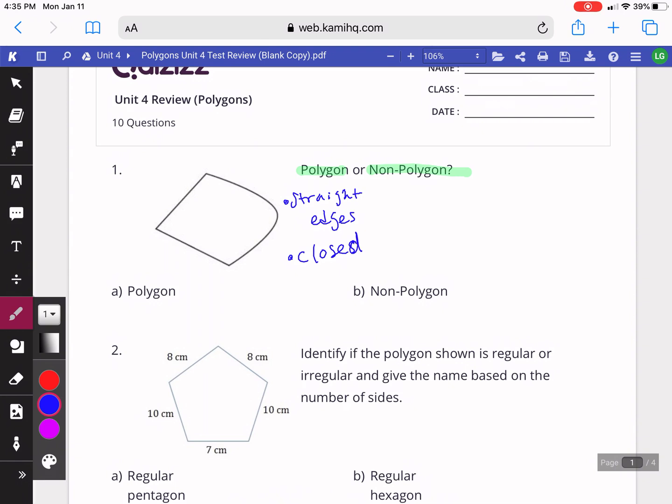For it to be a non-polygon, it would be open, or it could have curves. So here, since this one has a curved side, it's not a polygon. For it to be a polygon, all the edges have to be straight.